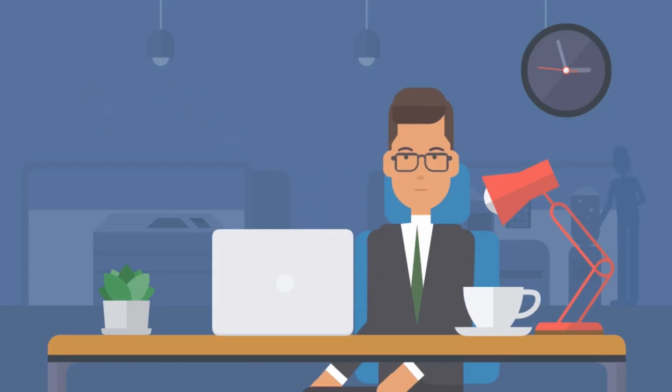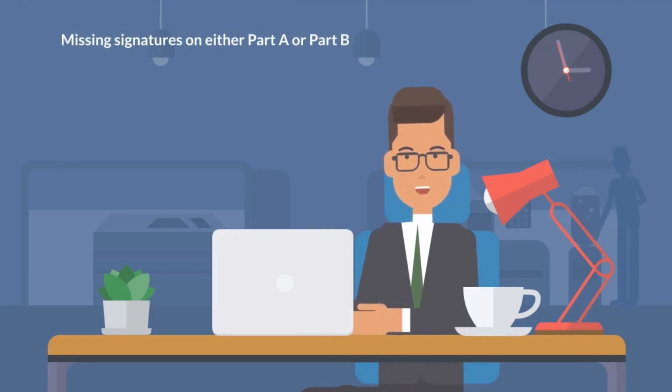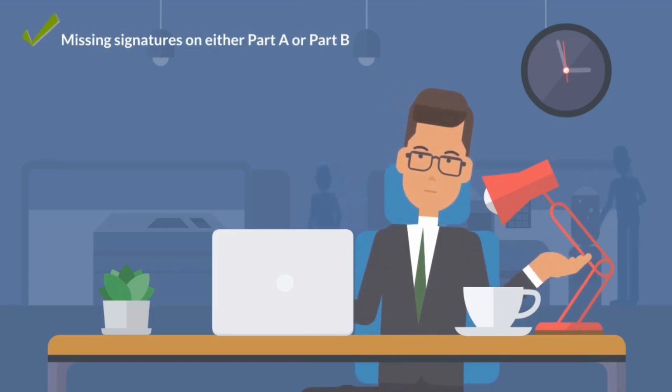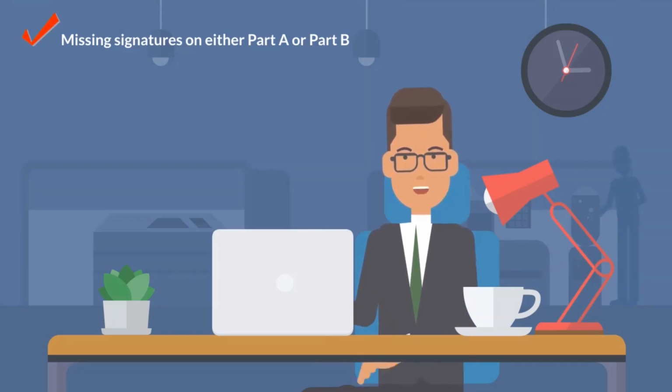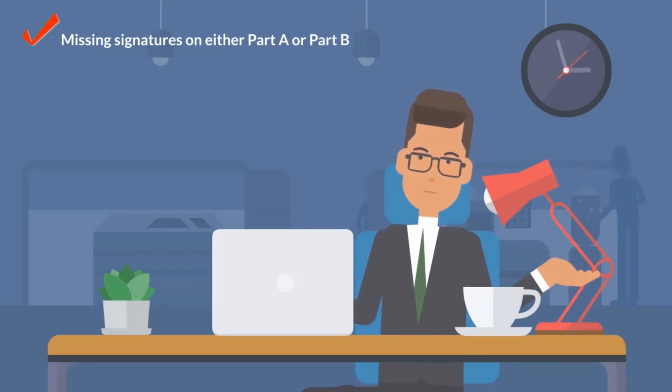Welcome back. Before I let you go, let's recap a few key items to be mindful of that can cause delays in the processing of your W-4P form. First, missing signatures on either Part A or Part B of the form. If one or both parts of the form are missing your signature, that part of the form will not be processed, and a new form with your signature will need to be submitted to PERS.